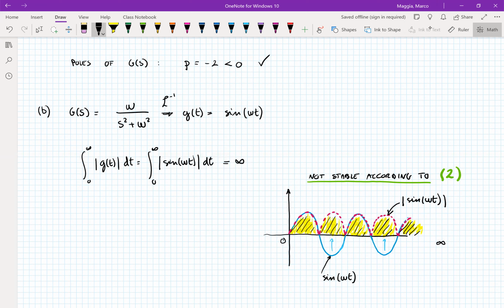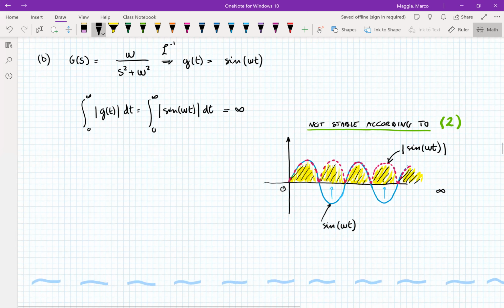So this system is not stable according to definition 2. Let's take a look at the poles of this transfer function, and let's see whether or not definition 1 agrees with definition 2. Obviously, using definition 1 is way easier in this case.